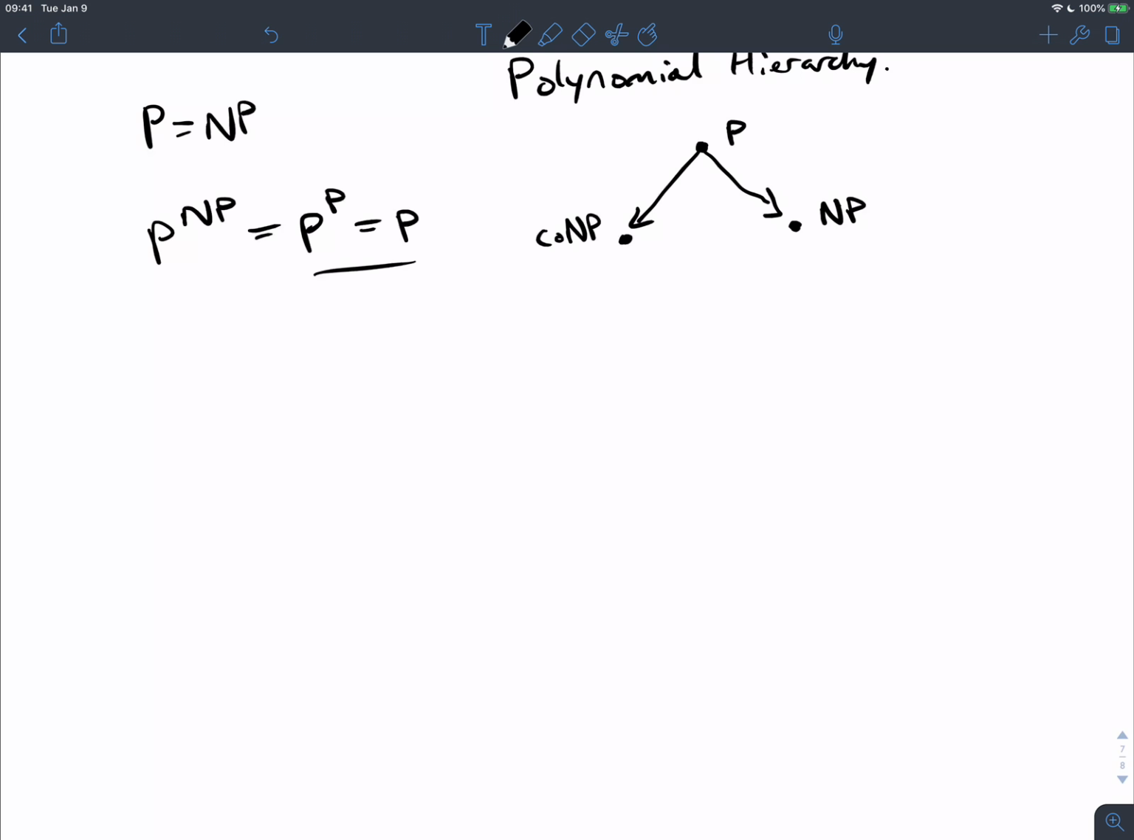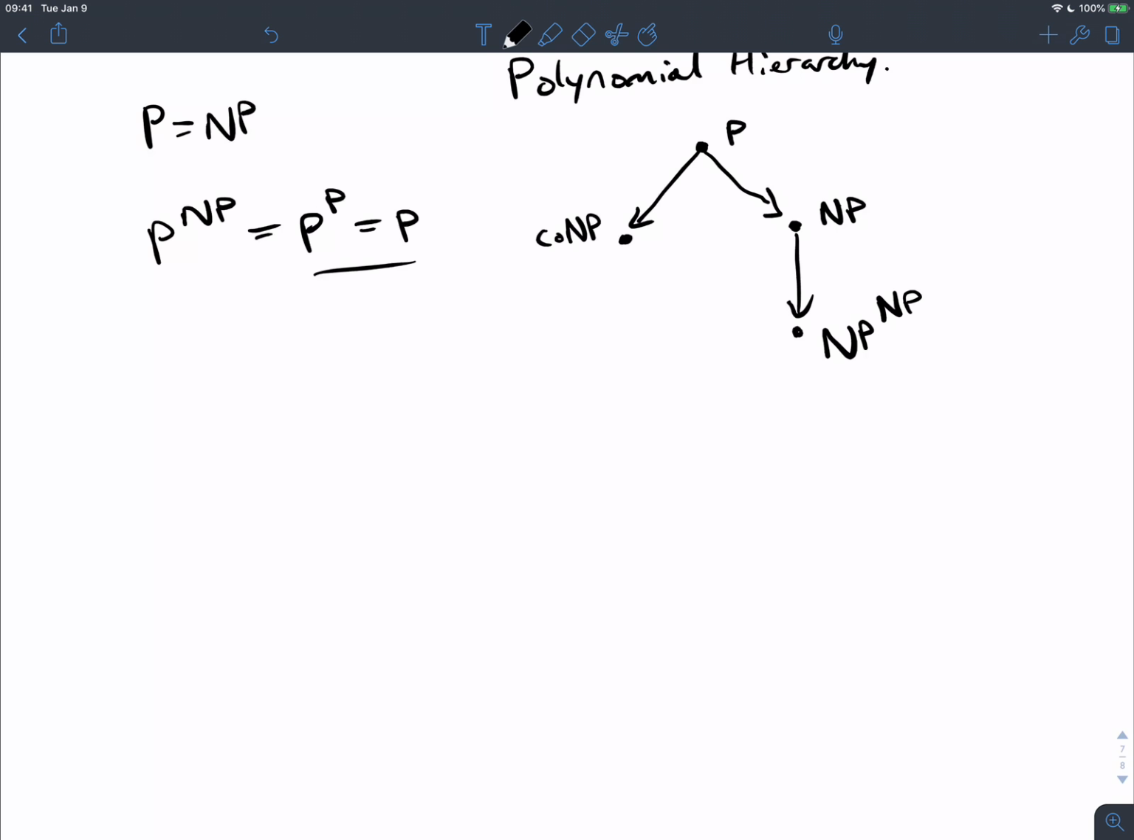We don't know whether NP is or not. So that's why I wrote 2 outgoing arrows. If P and NP are the same, then NP equals co-NP, but we don't know whether that's true. But we're going to go one level deeper and say, what if we had NP, but with polynomially many non-deterministic queries to, let's say, a 3-SAT oracle. So we can define something that looks like NP to the NP.